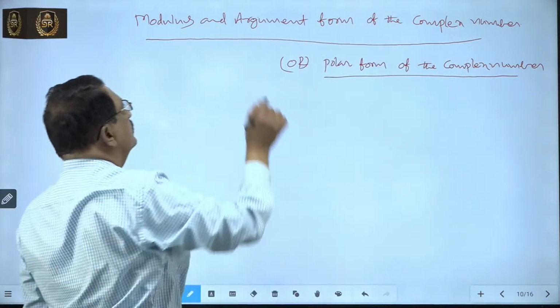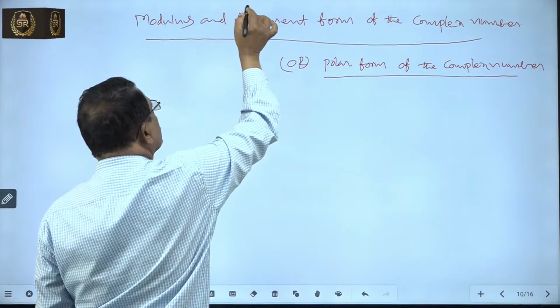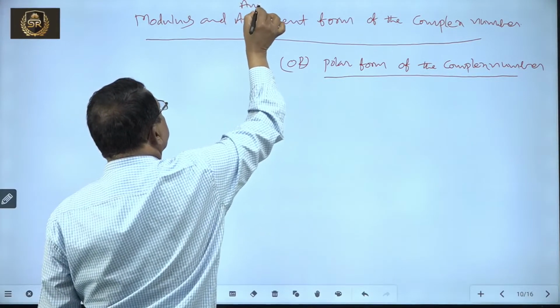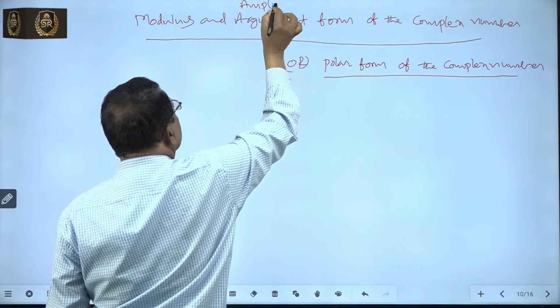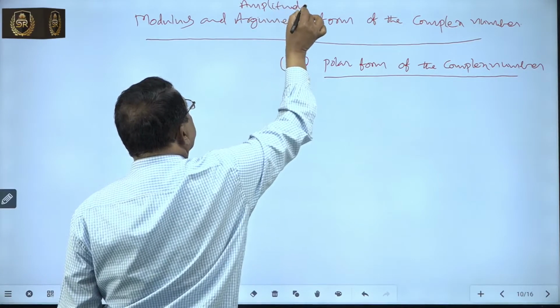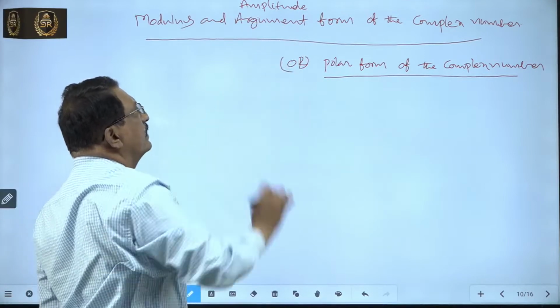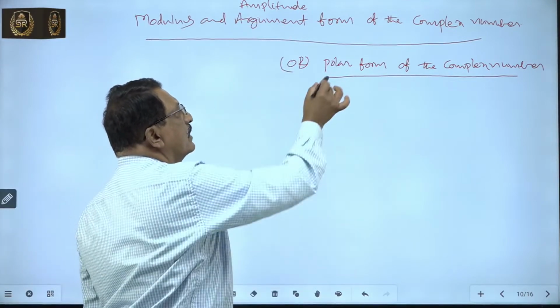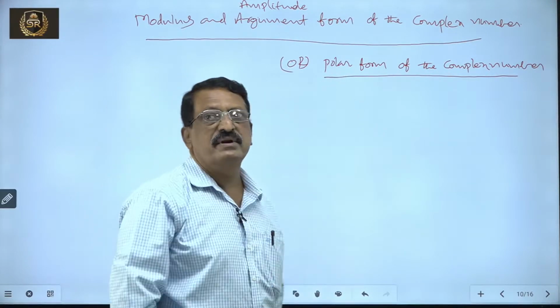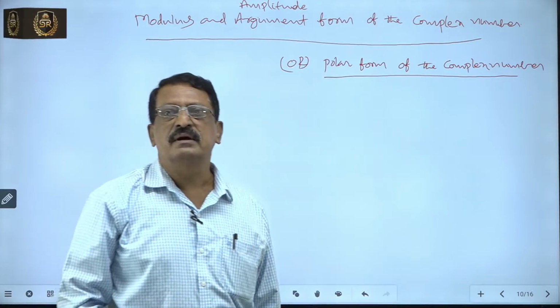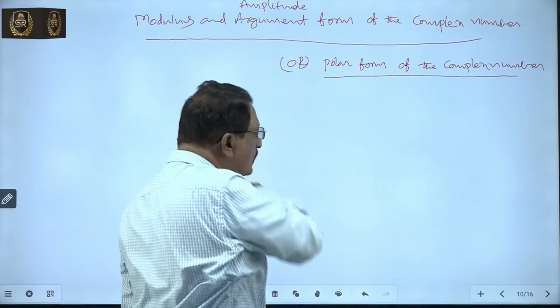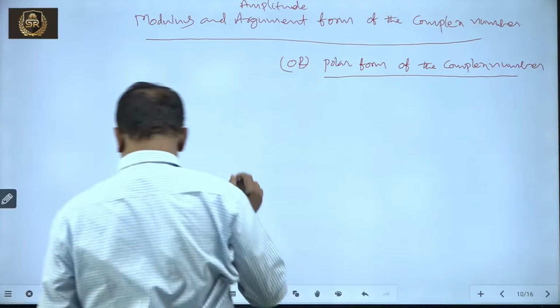Mod argument, or here argument is also called amplitude. Mod amplitude, or modulus argument form of the complex number, or polar form of the complex number. Now see it.